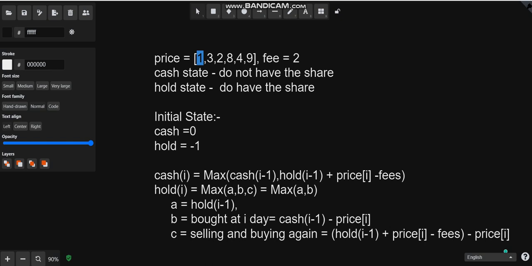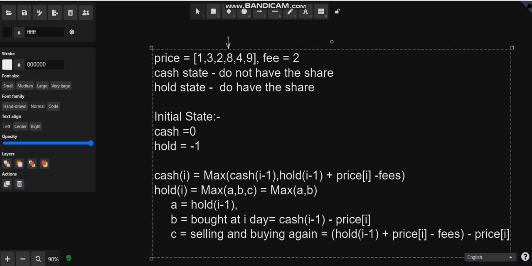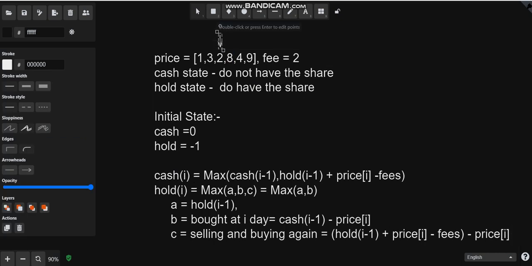So let us consider the actual state transition. Let us consider a particular arbitrary position, and check what the state would be at this position. The cash state at this position means that we do not have the share on this particular day. If we do not have the share on this day, there are two different possibilities. One possibility is that on the previous day also we did not have the share.